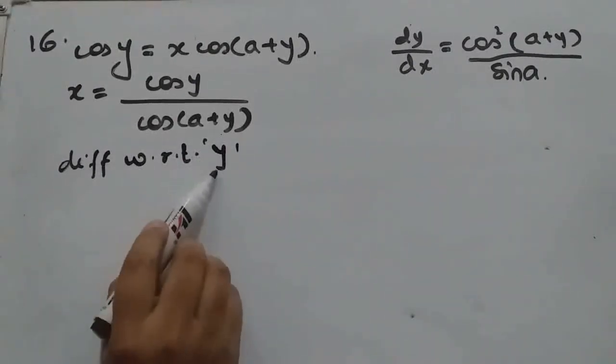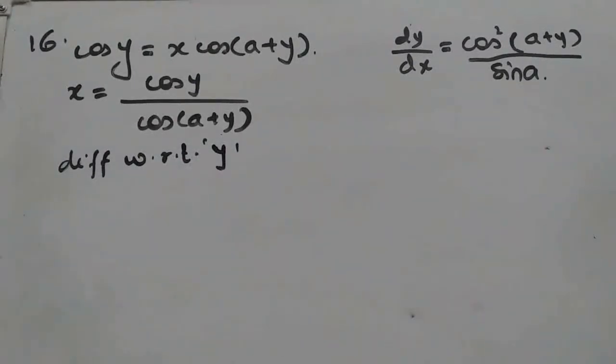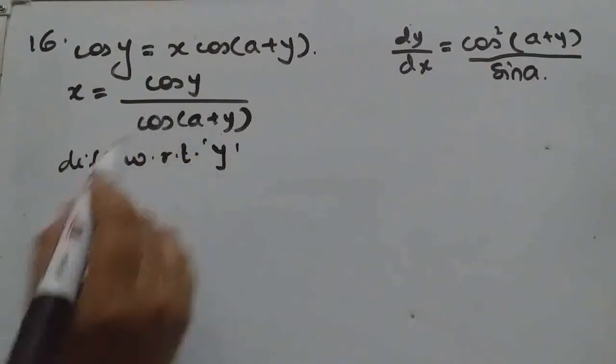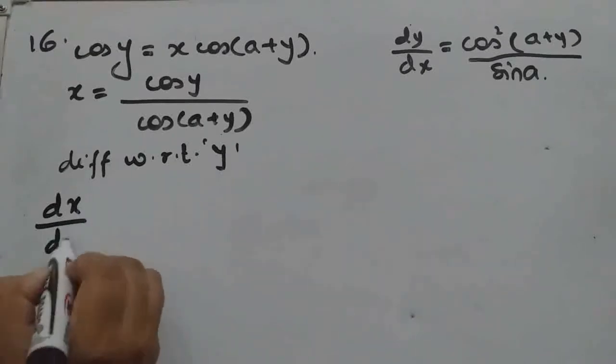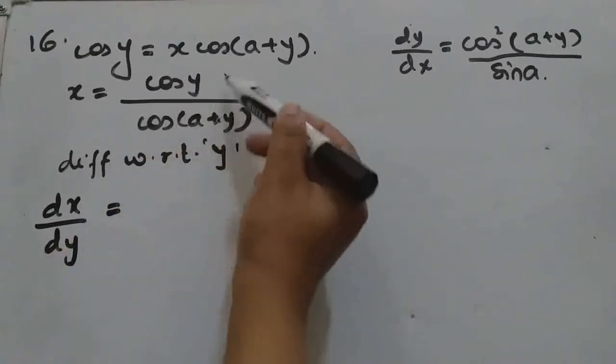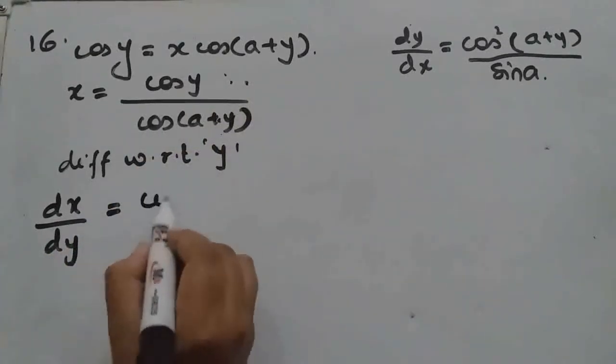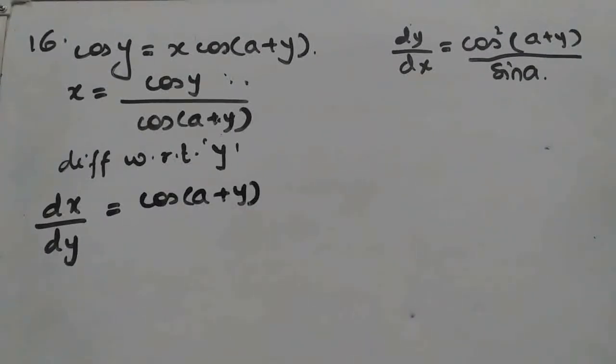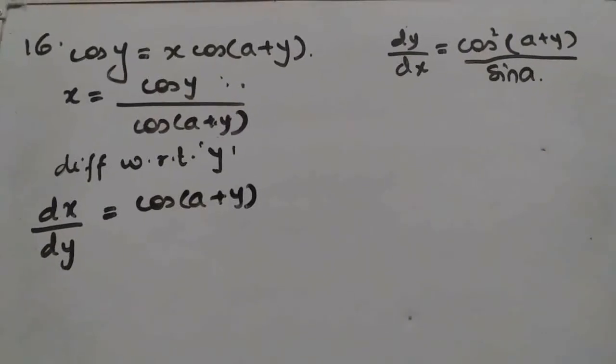So if we are differentiating with respect to y, all the functions which contain y will be considered as standard functions now. So dx by dy. Now here the quotient rule we can apply. So denominator same, derivative of the numerator.